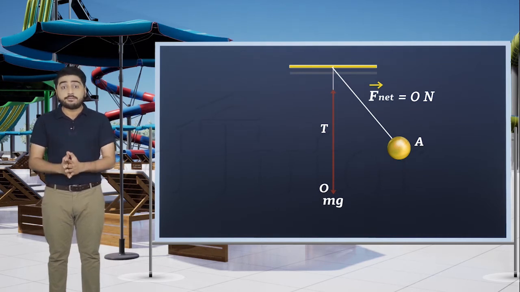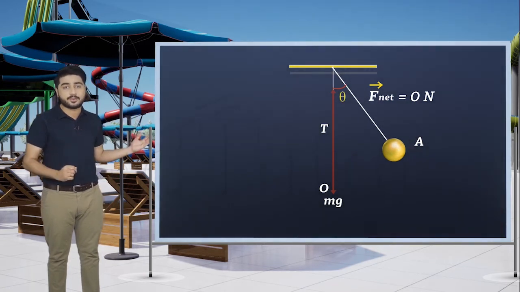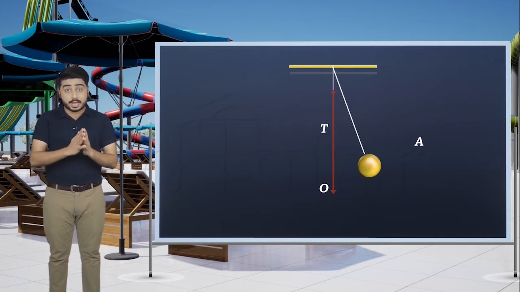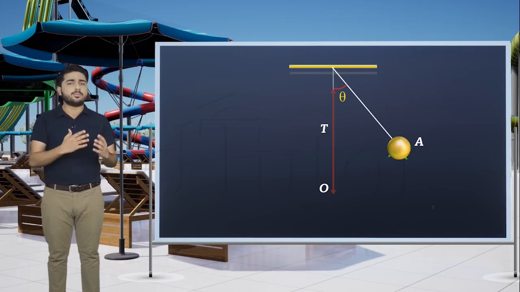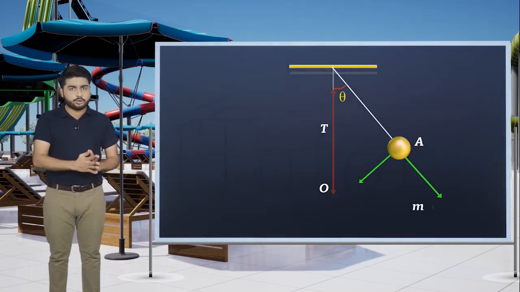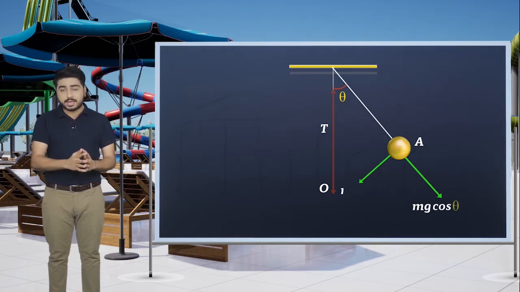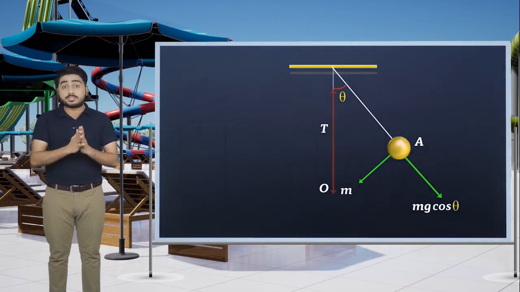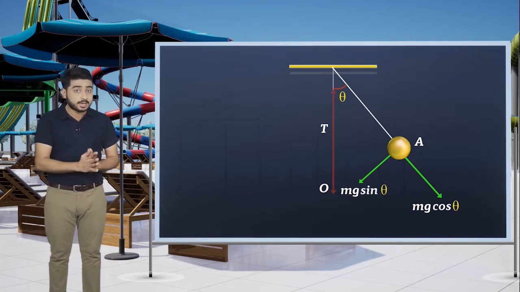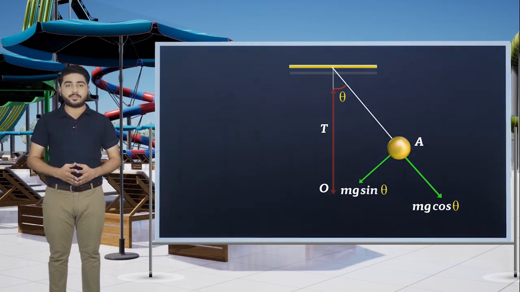This is because now the weight mg of the bob is making an angle theta with the string. If we recall our knowledge about breaking down a force acting at an angle theta into its components, we can write it as mass m multiplied by acceleration due to gravity g multiplied by cosine of angle theta, and mass m multiplied by acceleration due to gravity g multiplied by sine of the angle theta: mg cos theta and mg sin theta, as shown in the figure.